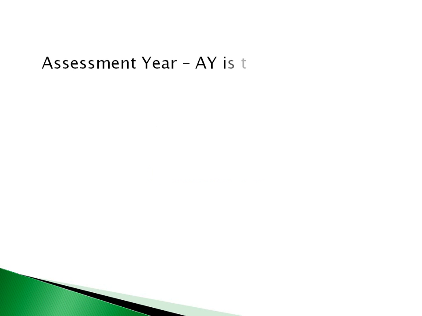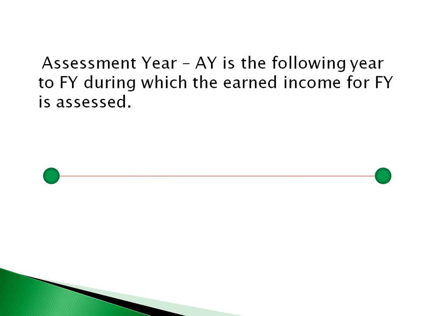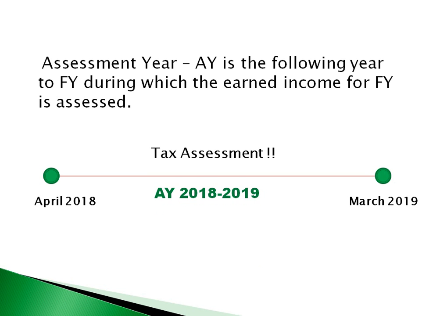Assessment year is the year following the financial year, during which the income earned in the previous financial year is assessed. For example, the assessment year for the current financial year starts in April 2018 and ends in March 2019. The tax assessment is done for the previous financial year during this period, hence it is tagged as assessment year 2018 to 2019.